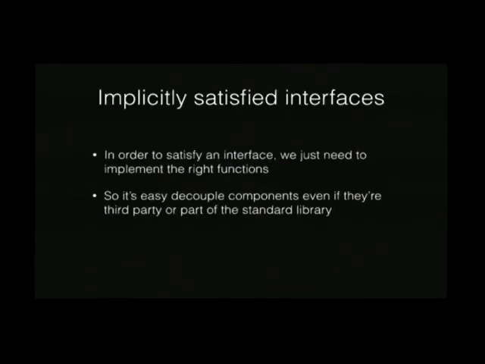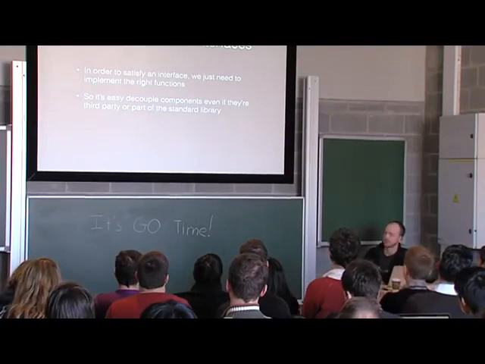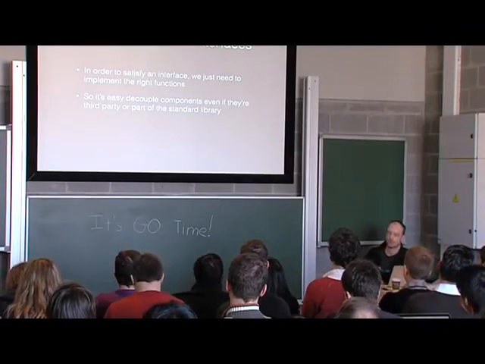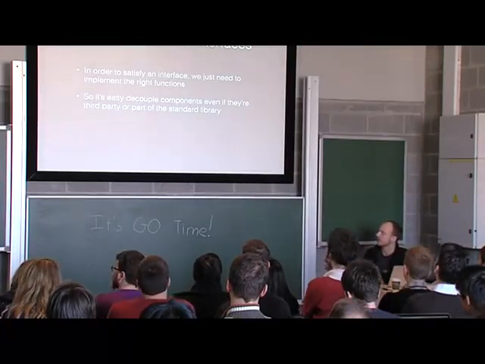What makes interfaces a little bit more interesting in Go is that they're implicitly satisfied. You don't have to declare that a type implements an interface. It happens just by virtue of you implementing the right functions, the right method set. One consequence is that if you have some code that's provided to you, either in the standard library or third-party code, you don't have to modify its implementation in order to create an interface and have it implement that.